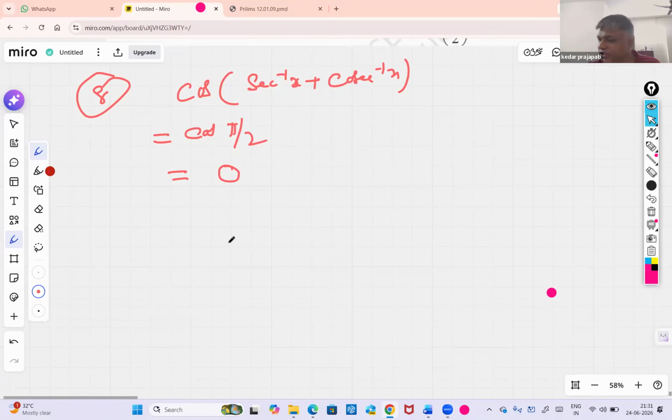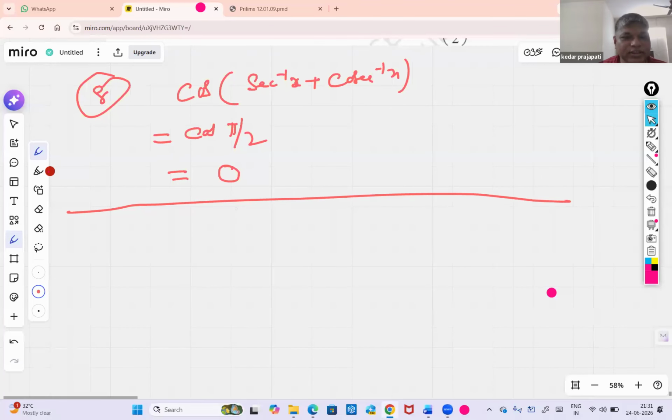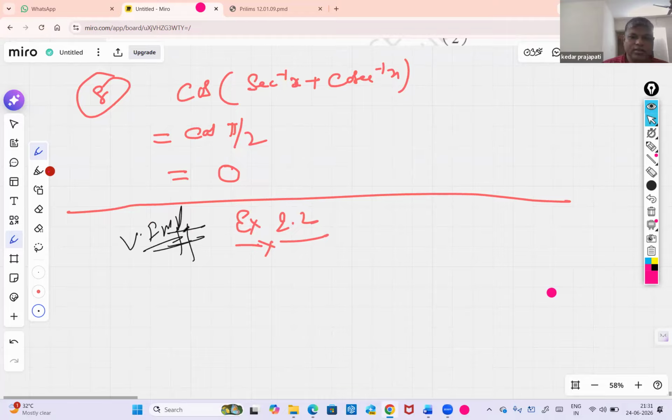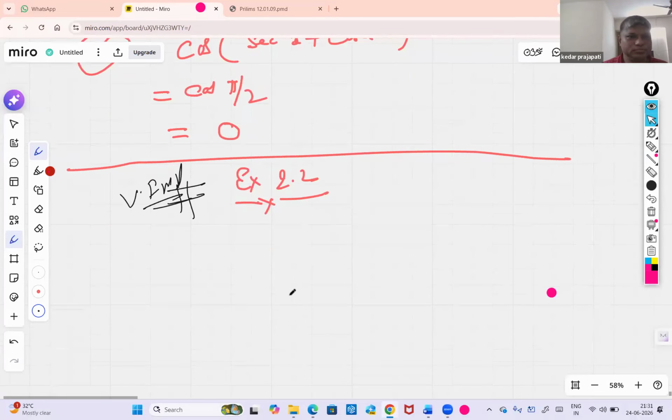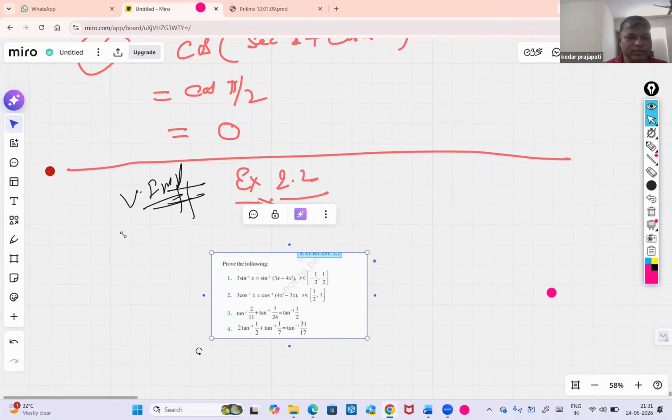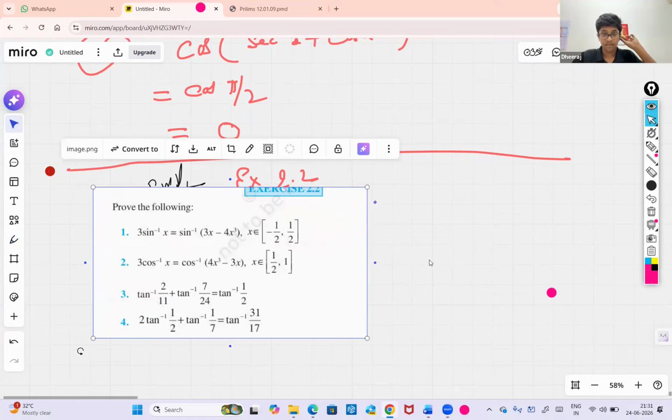Now I'm going to solve exercise 2.2 NCERT. Very, very important. I'll not solve all, I'm solving only a few. So far, did we read anything like this? Any formula?